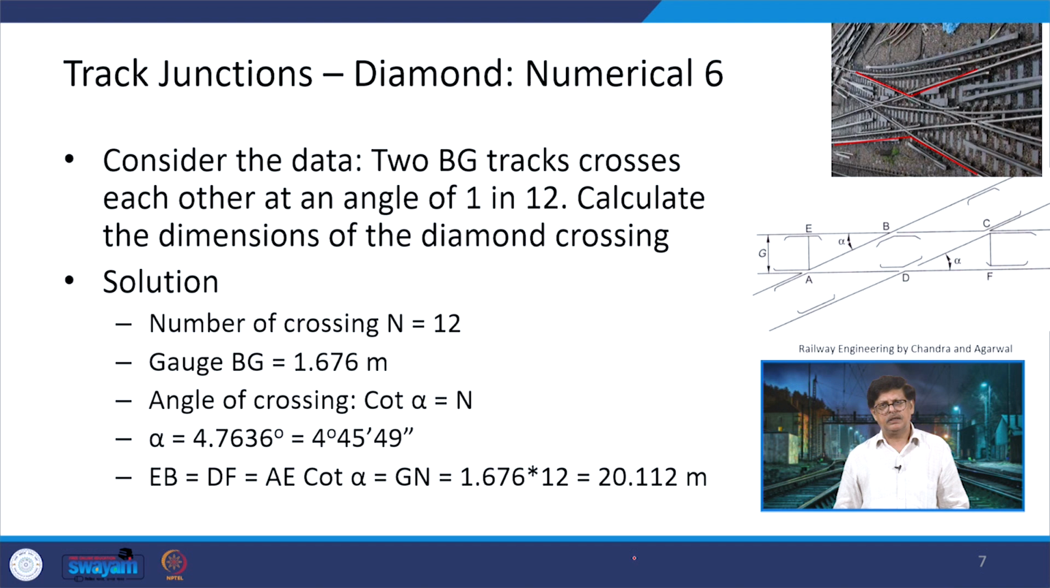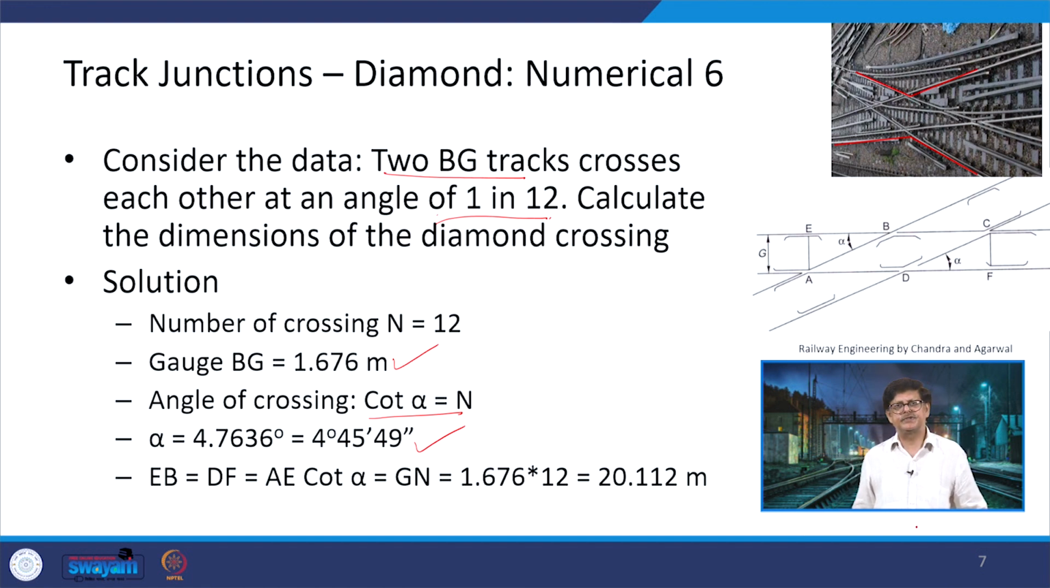Let us calculate certain values for the diamond crossing. We are given two broad gauge tracks which are crossing each other. So, we have the G value as 1.676 and the number of crossing is 1 in 12. On the basis of that we can find out the angle of crossing also. The formula is N equals cot alpha, N is known to us. On that basis alpha is calculated, which is 4°45'49".